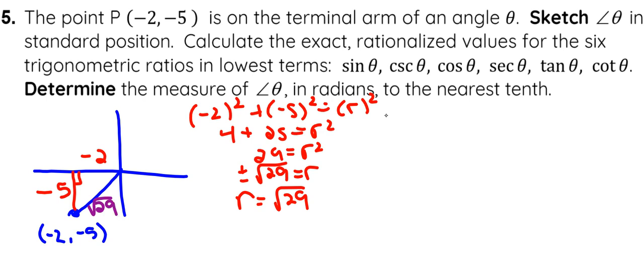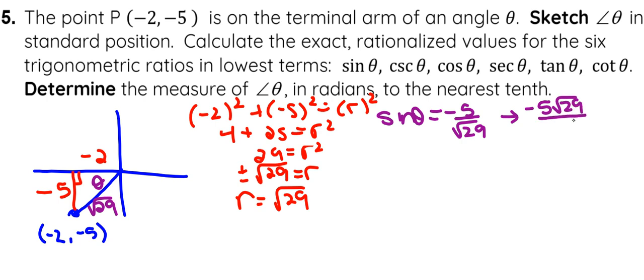So let's start with sine. So sine of theta is y over r, or opposite over hypotenuse. So that's -5 over root 29. And of course, I'm going to rationalize my denominator by multiplying top and bottom by root 29 to get -5 root 29 over 29. Now, if that's sine, what goes with sine, the reciprocal of that is cosecant, which will be, flip it around, but keep the negative on top, root 29 over 5.